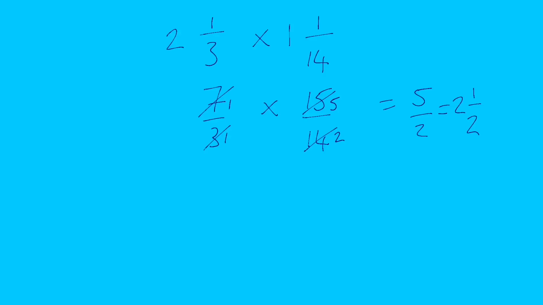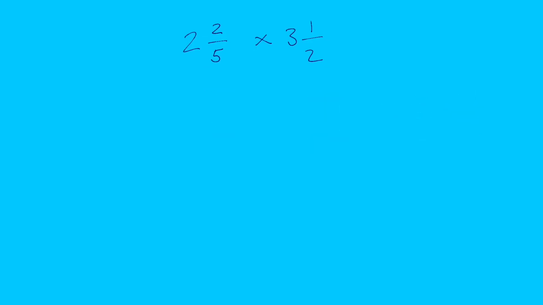So as you can see, with multiplying mixed numbers, it's just the extra step at the beginning of changing the mixed numbers into improper fractions that you have to do. Then it's just like before. Okay, so let's have a look at this next one. So the first step is to change the mixed numbers into improper fractions. So we have 2 times the 5, which is 10, add the 2, which is 12. And then we have 3 times 2, which is 6, add the 1, which is 7.